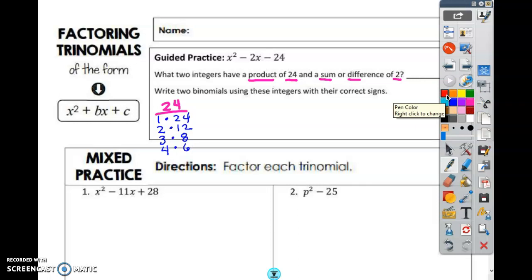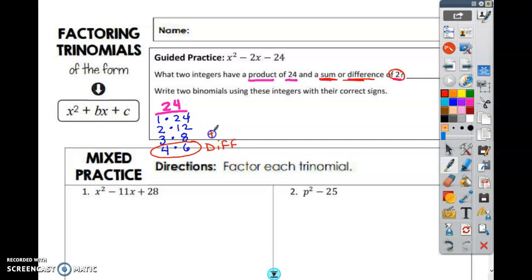Which one of these gives me a sum or a difference of 2? When you add or subtract them, it gives you 2. 4 and 6, right? If I add them or if I subtract them? Si los sumas o los restas? Subtract. So that's called a difference, right?